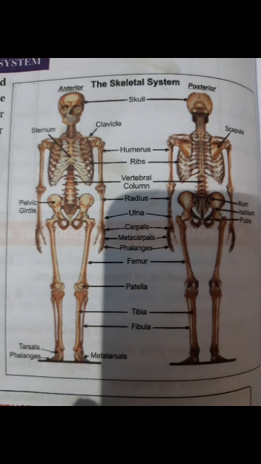Number 2 is slightly movable or cartilaginous joints. In these joints there is slight movement, like the intervertebral joints. Means not too much, not too less. The next, number 3, is freely movable or synovial joints. These are the joints which can move to a great extent.